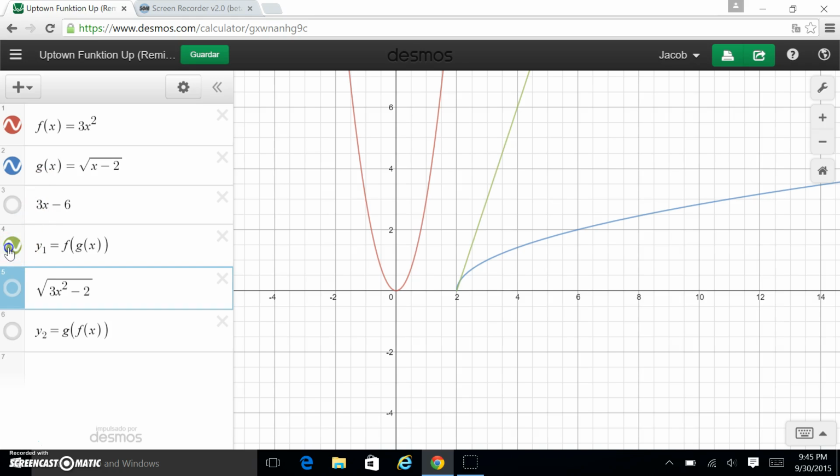Now, if we move into g of f of x, which is the second part of this question, this one makes a little more sense. It ends up being the square root of 3x squared minus 2, and you can see the graph here. It's pretty obvious where the domain restriction is coming in here.